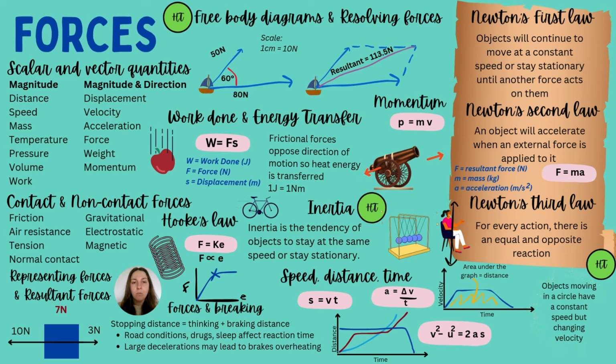So in this case here, we have a boat that's moving and we have two forces acting on it. We have 50 newtons and 80 newtons, and they are separated by an angle of 60 degrees. Now, what you need to do is you need to draw that out. So the free body diagram would look something like the one I've drawn. Instead of the boat, I would just draw a little dot or a square, but I've obviously shown this to make it a bit more visually appealing.